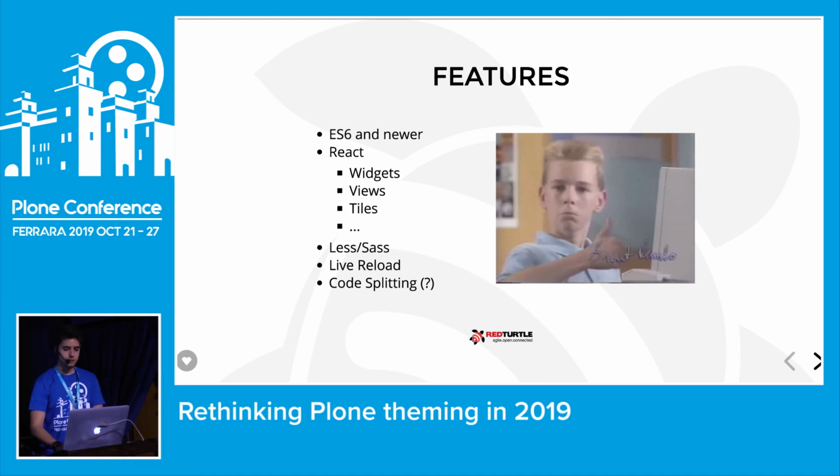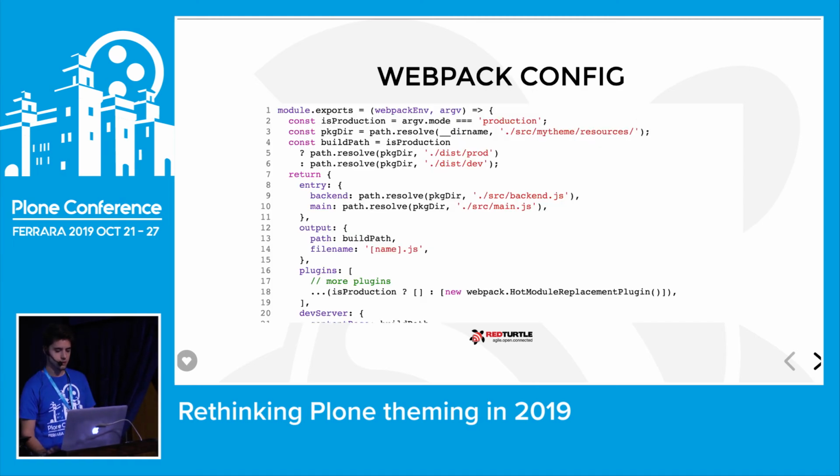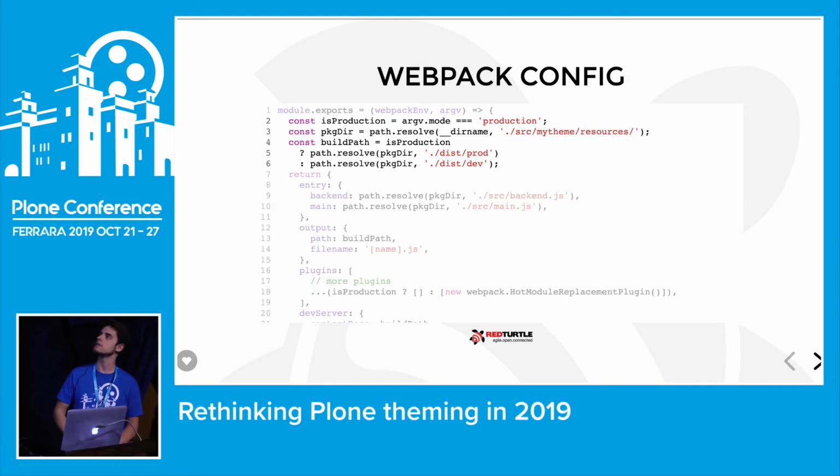This solution is based on an npm package which compiles CSS resources and JS resources using Webpack. So we have the full stack of modern dev tools. And let me show that. We know if you are in production mode or in development mode. So there are two different folders.